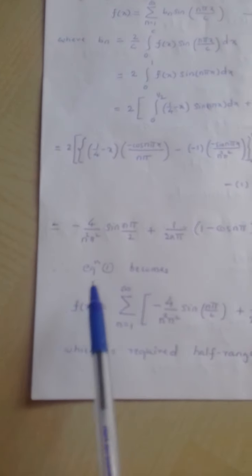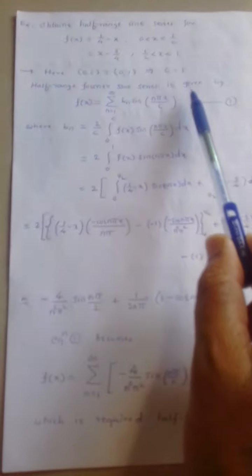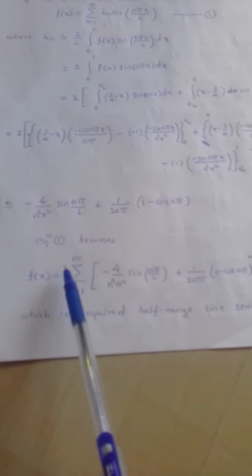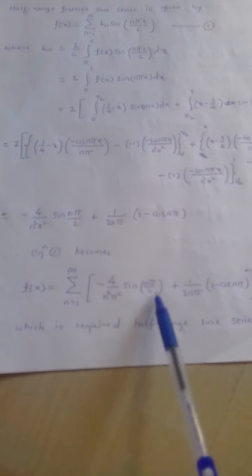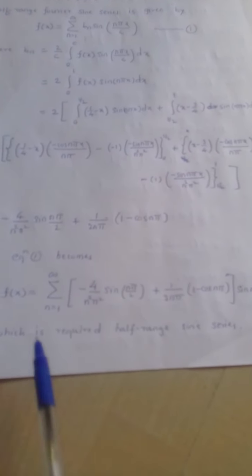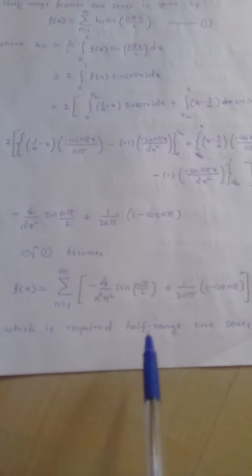Therefore equation 1 becomes, now substitute this value of b n in equation 1. Therefore f of x equals summation n running from 1 to infinity of minus 4 upon n square pi square sine of n pi by 2 plus 1 upon 2 n pi, 1 minus cos n pi, bracket complete, sine of n pi x, which is our required half range sine series.